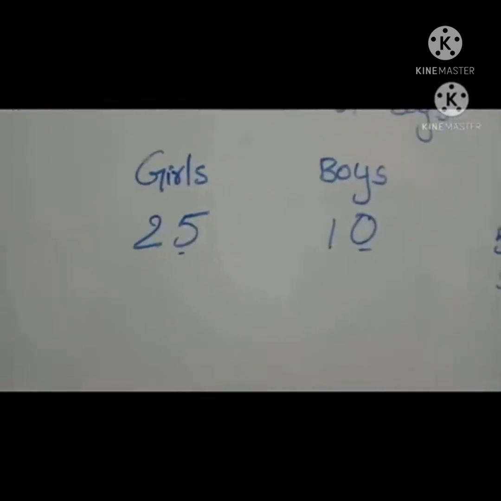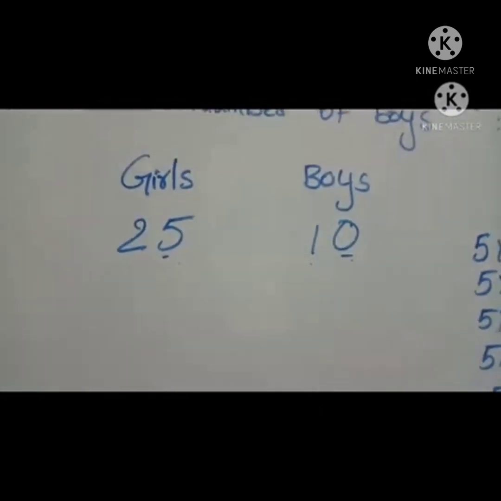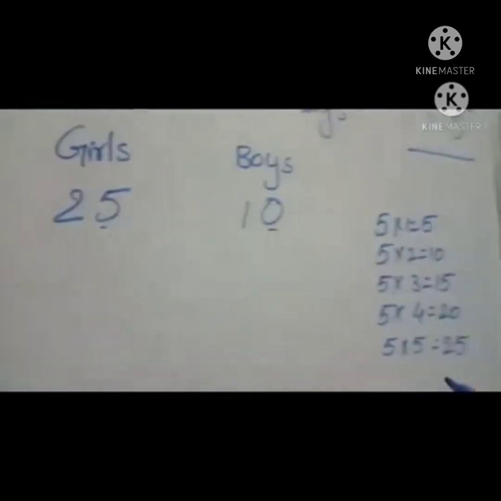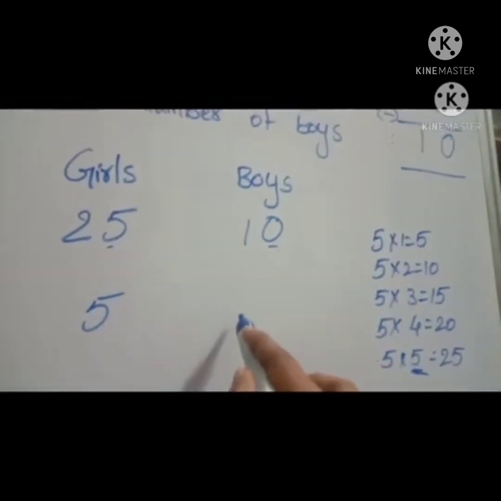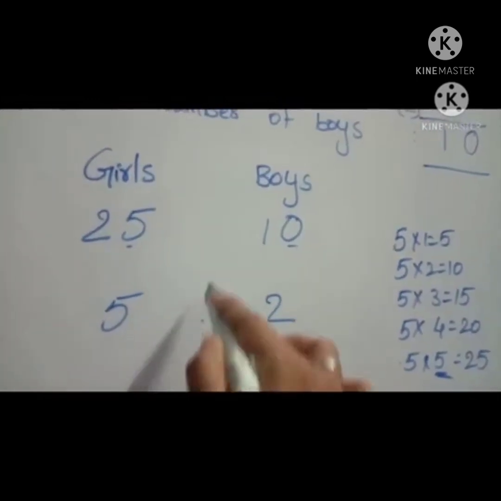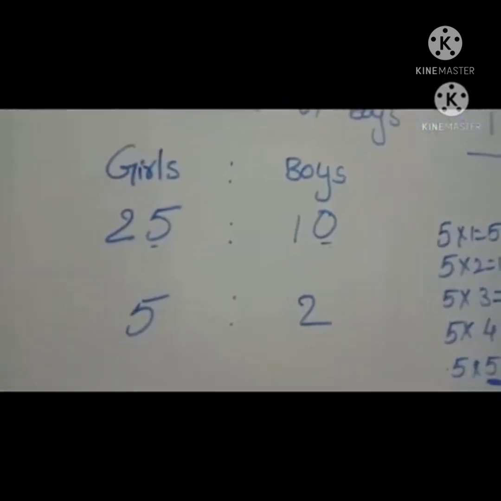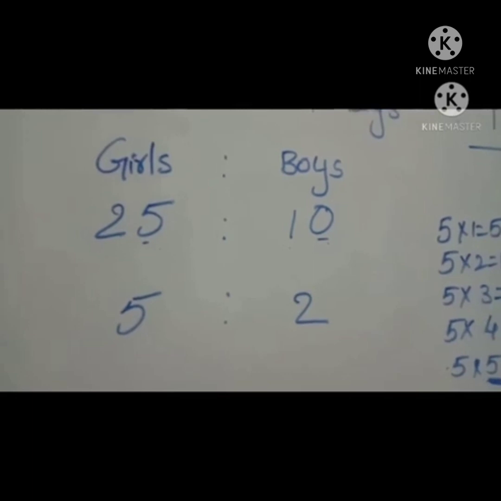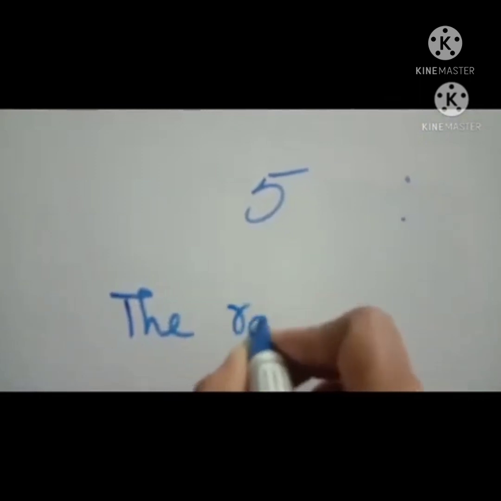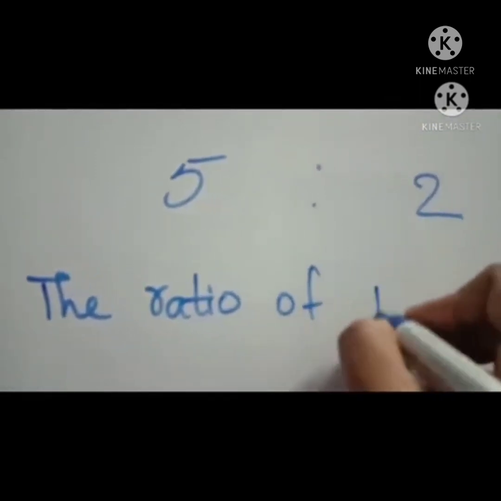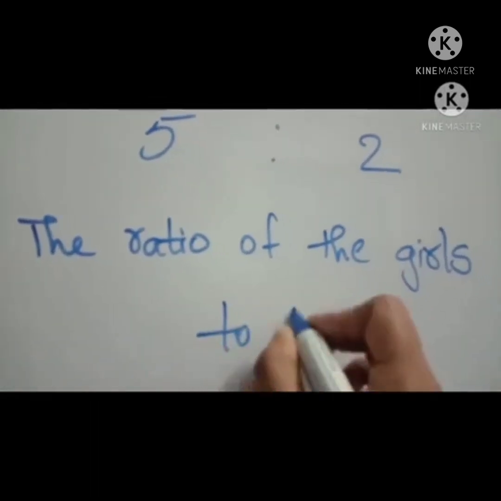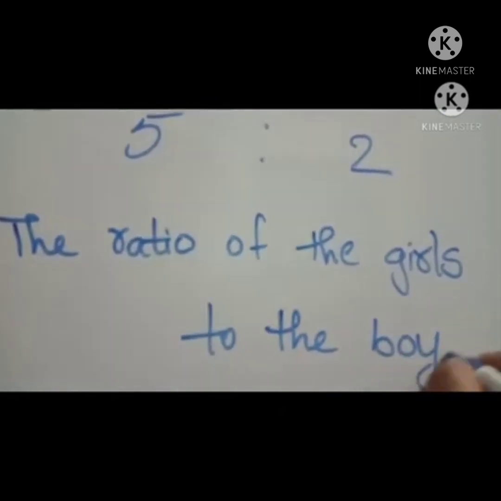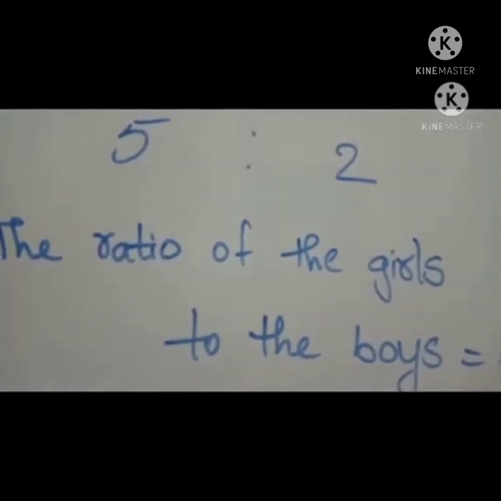Here what is the numbers? 25 and here 10. 25 means which number we have to write here? Yes, very good, 5. And here 10 is there, so 2. We have to keep here the ratio symbol. The ratio of the girls to the boys is equals to 5:2.